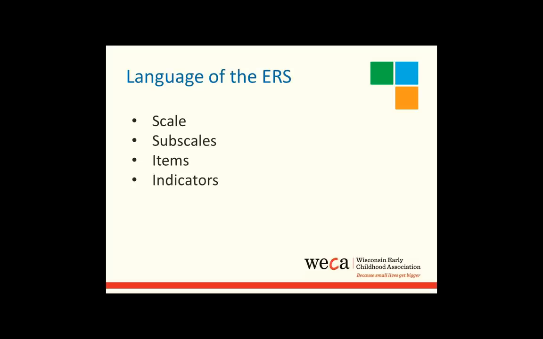I'd like you to be familiar with the language of the environment rating scales. The first word that we use a lot is scale, and the scale applies to which one of these age groups we're observing. So one of the scales is the ITERS, one is the ECERS. There's also the family child care, which we call FCCERS, and the other is the school age. We call that SACERS.